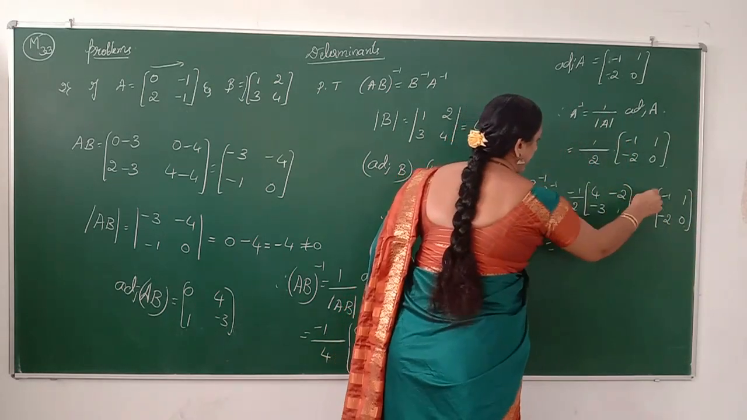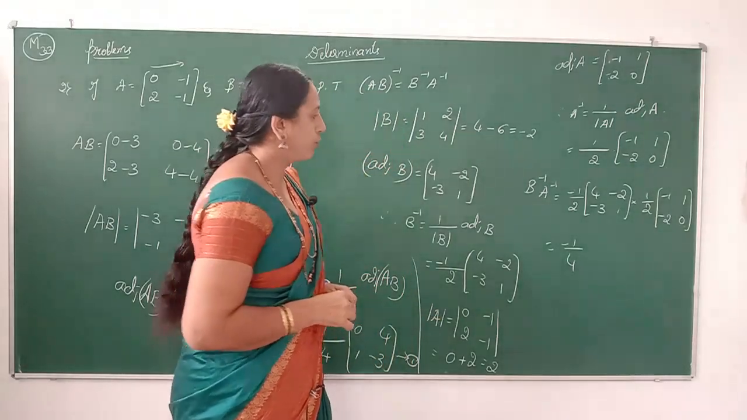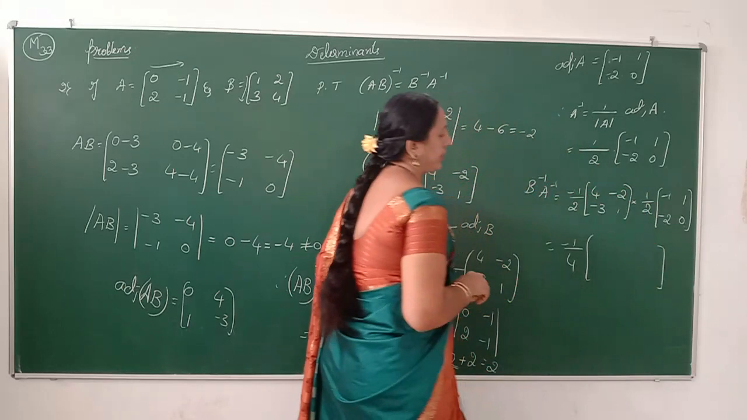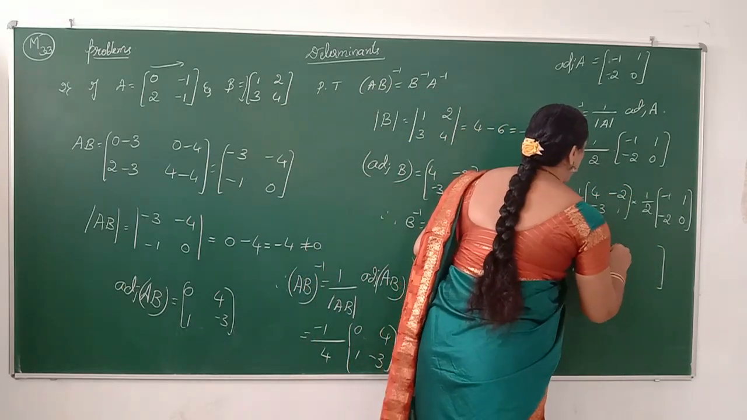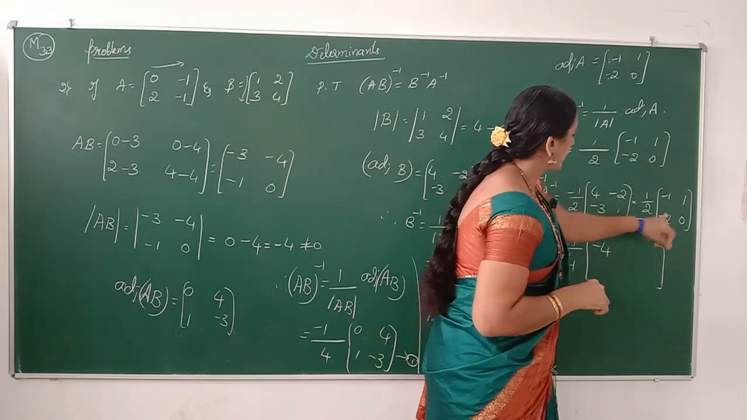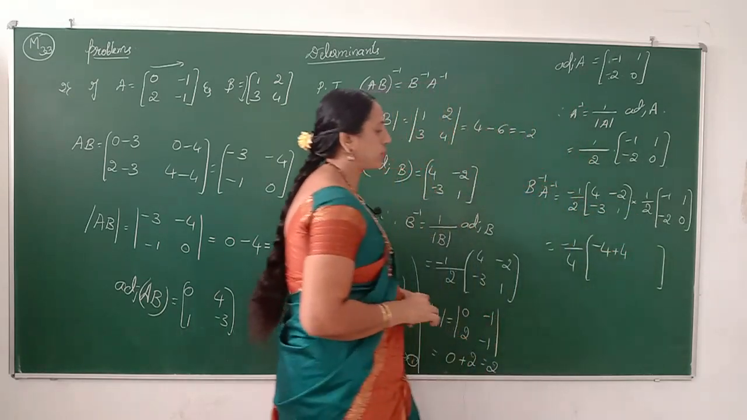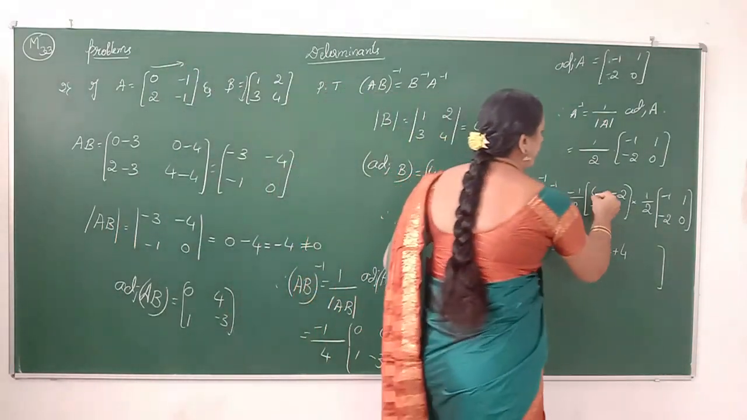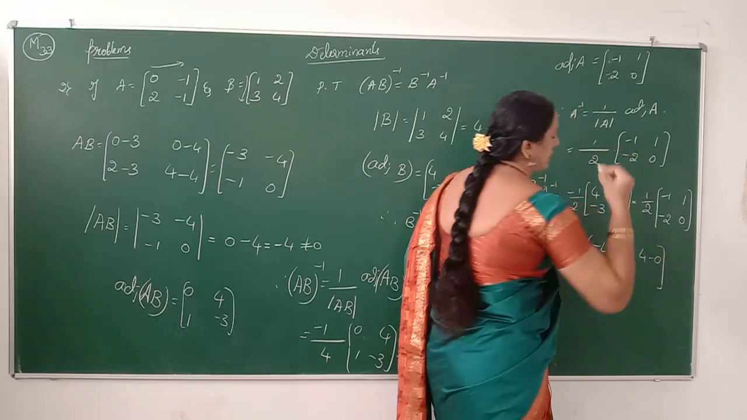So minus 1 by 2 into 1 by 2 is nothing but minus 1 divided by 4 of. If these two matrices are multiplied with each other, first row, first column, 4 into minus 1 is minus 4, minus into minus is plus, 2 into 2 is 4. First row, first column. Then first row, second column, 1 into 4 is 4, minus 2 into 0 is 0.